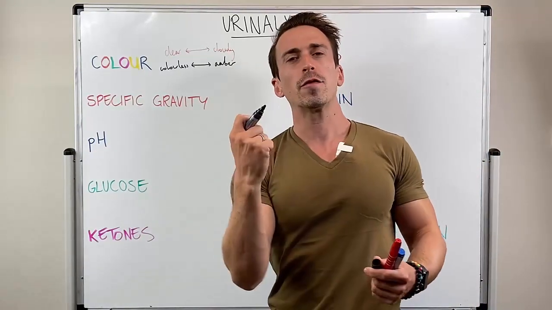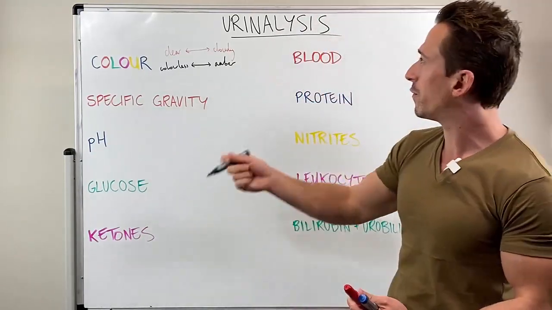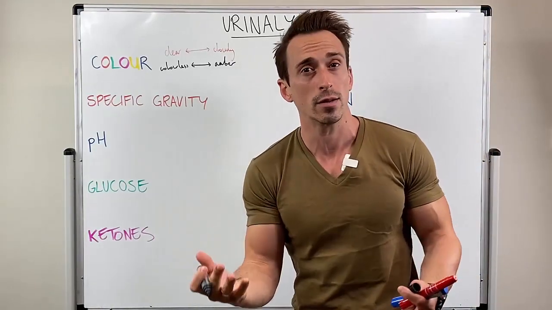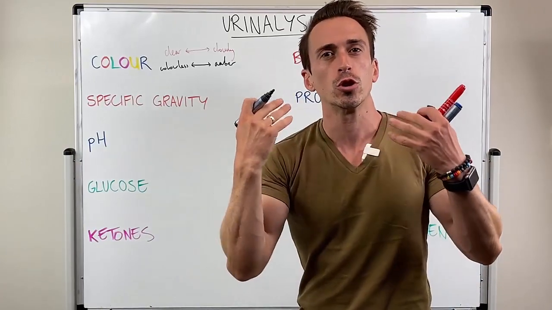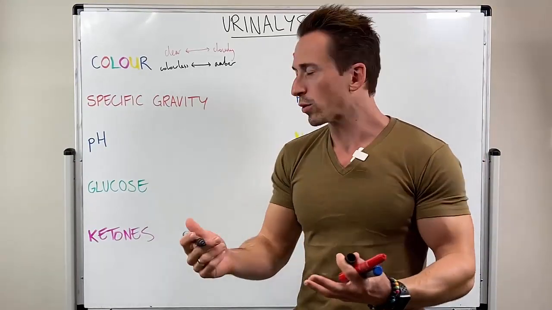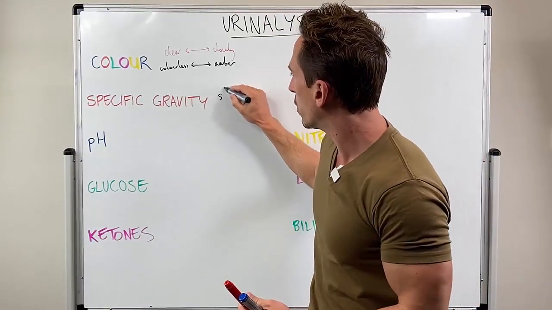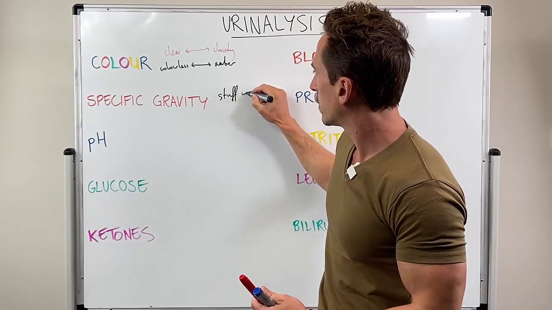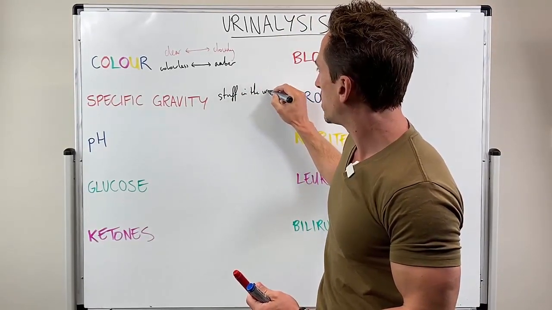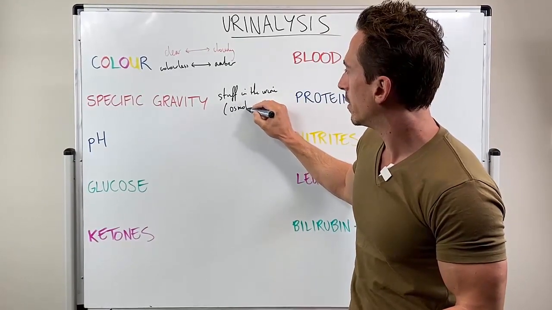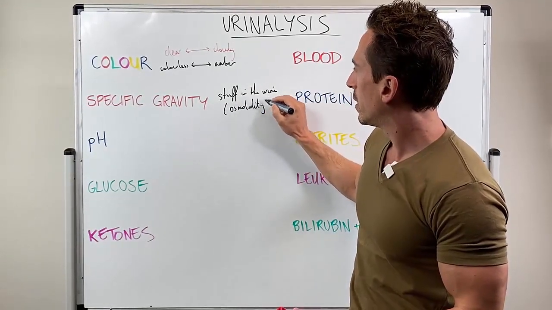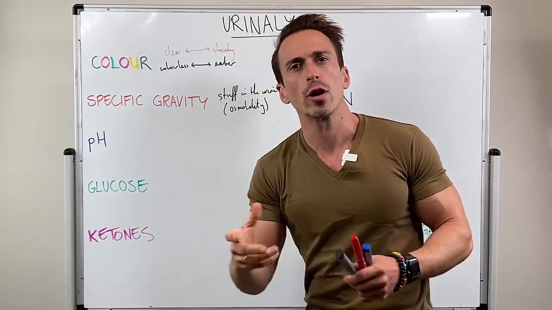Specific gravity, this is the first test that we can actually perform using the urinalysis, or the dipstick, for example. And specific gravity is simply looking at the concentration of the urine. It's looking at the stuff in the urine. Now, specifically, what it's looking at is something called the osmolality. And the osmolality is that concentration of stuff in the urine.